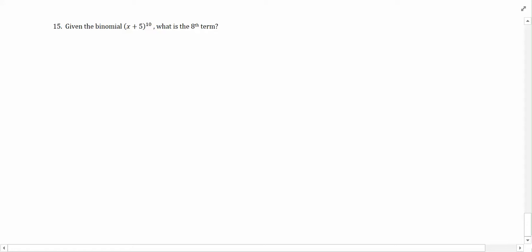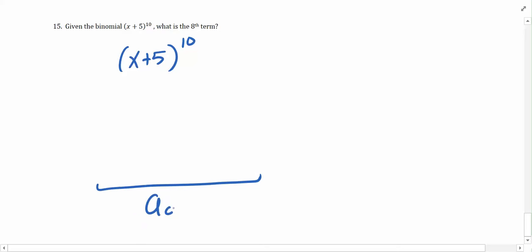Number 15 wants us to find the eighth term of a binomial. So we have been given x plus 5 raised to the 10th, and we are interested in the eighth term. So we're going to build this term out. So we want a sub 8.